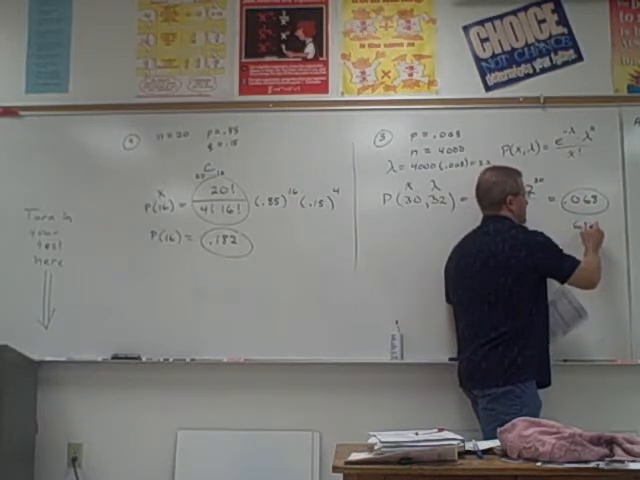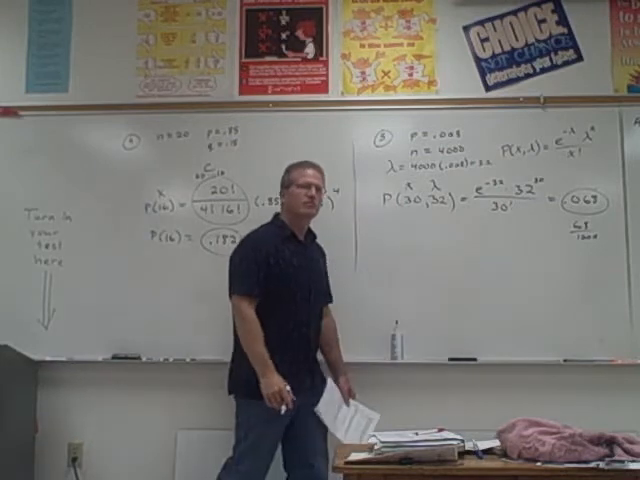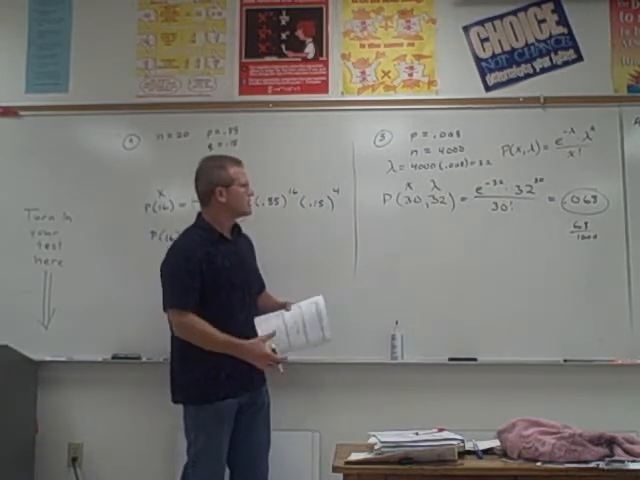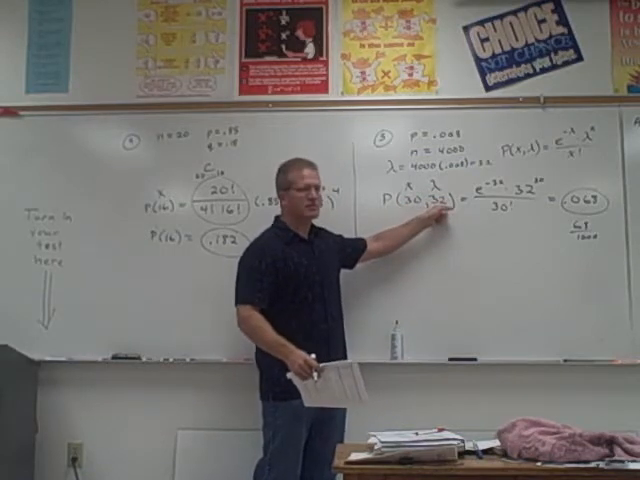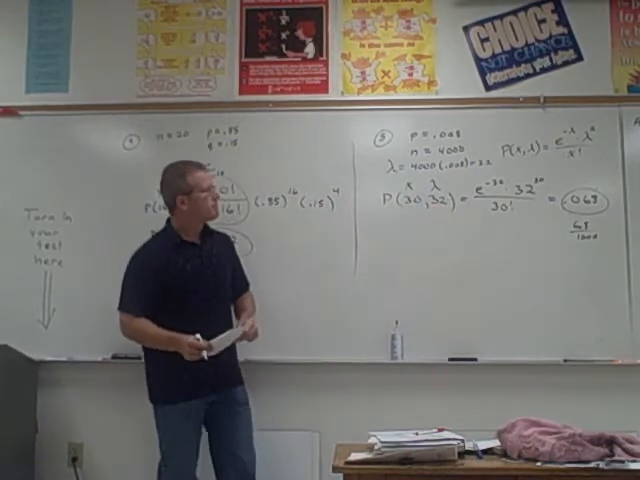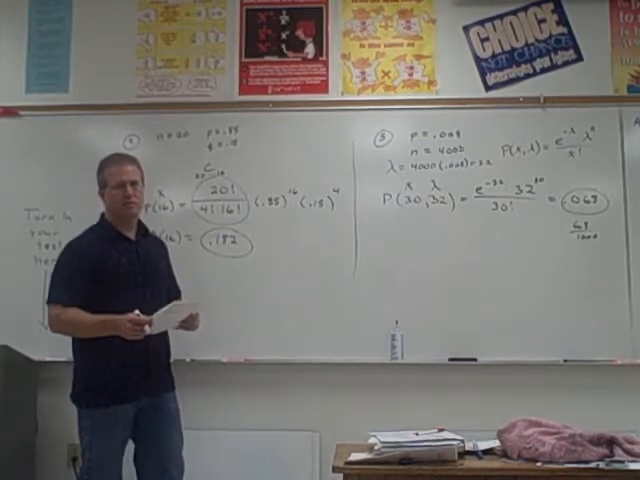which is the same as 68 over 1,000. So there's a 68 out of 1,000 chance that there's going to be 30 accidents when we know the average is 32 accidents. Any questions about that?